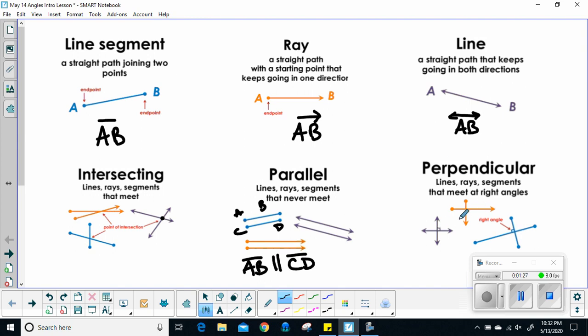Perpendicular is when they meet at right angles. So remember, a right angle is 90 degrees. And in that case, let's say this is line AB and this is line CD, then I can say AB, and it's a full complete line, so I do that, perpendicular to CD. Often you see it just as the upside down T. Sometimes you see it with a little square inside, and that's how we write it.